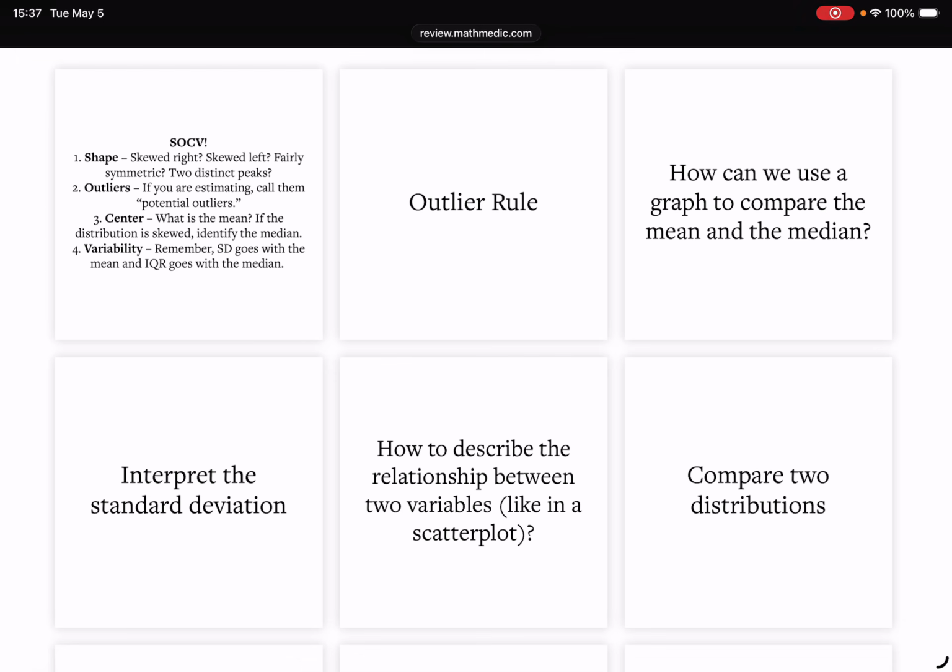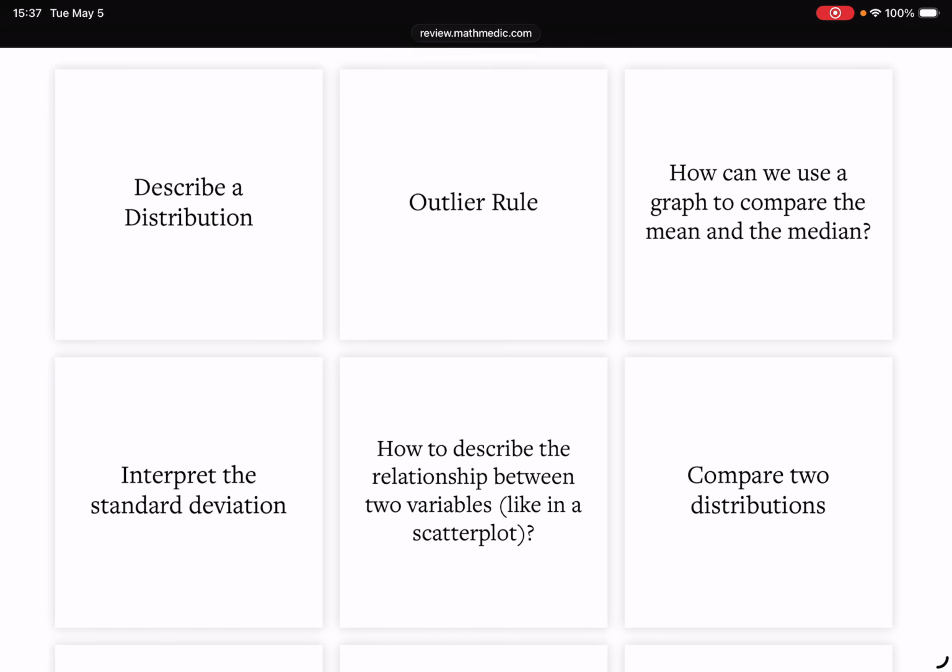Outliers, if we see anything that looks like outliers, then we describe them as potential outliers. The center is either mean or median. Remember, mean if it's symmetric, median if it's skewed. And then variability or spread is standard deviation or IQR. Remember, standard deviation goes with mean, and mean goes with symmetric. And then IQR goes with median, and median goes with skewness.